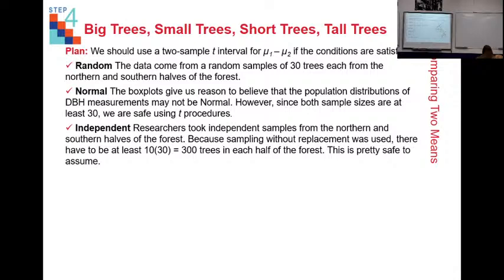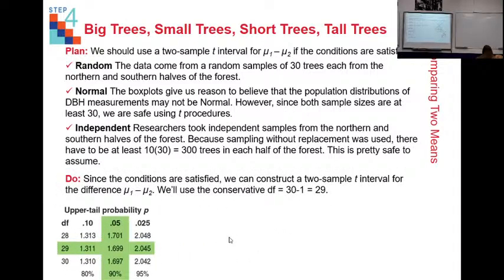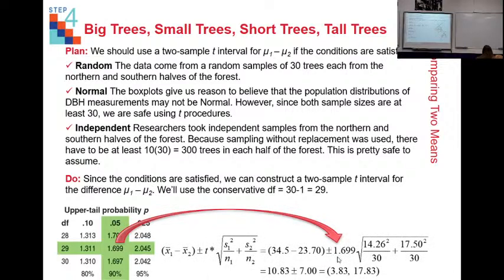Step 3, calculations. We're using the lower sample size's degrees of freedom. Well, they're both 30, so we're going to use 30 minus 1, which is 29, as our degrees of freedom. That means our t-score is going to be 1.699. I'll show it in the calculator in just a minute.